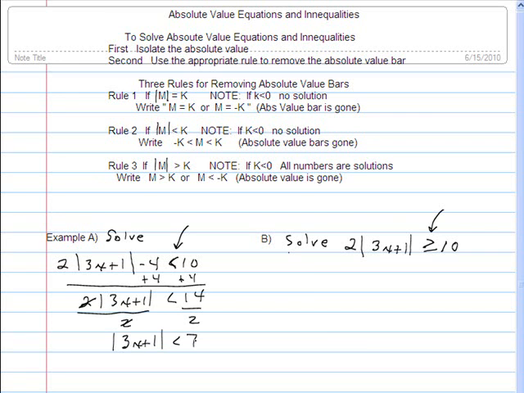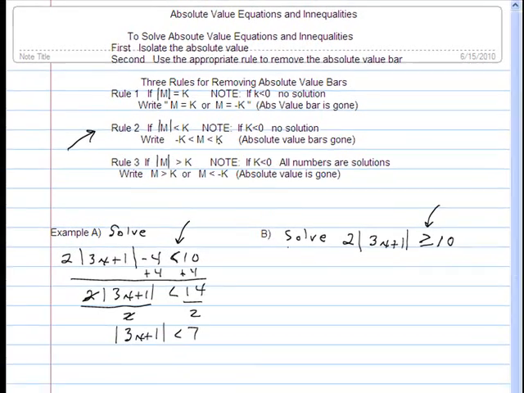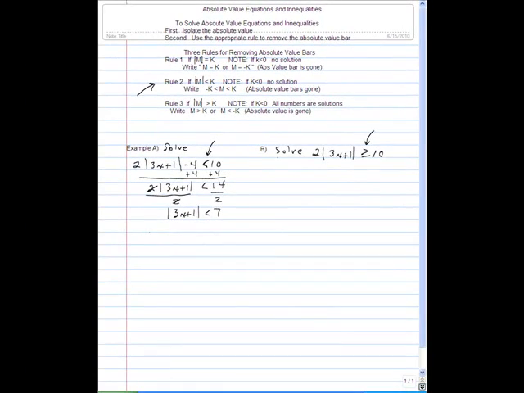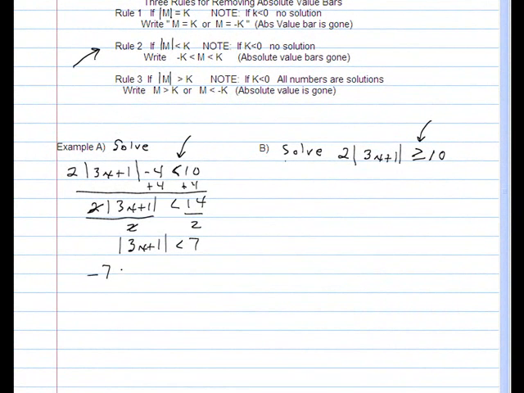And notice I haven't done anything to remove the absolute value bar, so I still have it. Now I apply rule 2, which is what happens when all you have on the left is the absolute value and on the right a constant. Rule 2 says if you want to remove that absolute value bar, write negative the constant is less than the expression is less than the constant. So that's what I'm going to say, and I'm just going to solve that out.